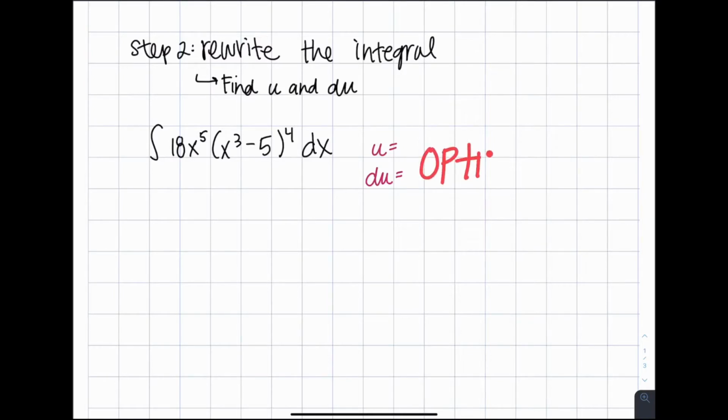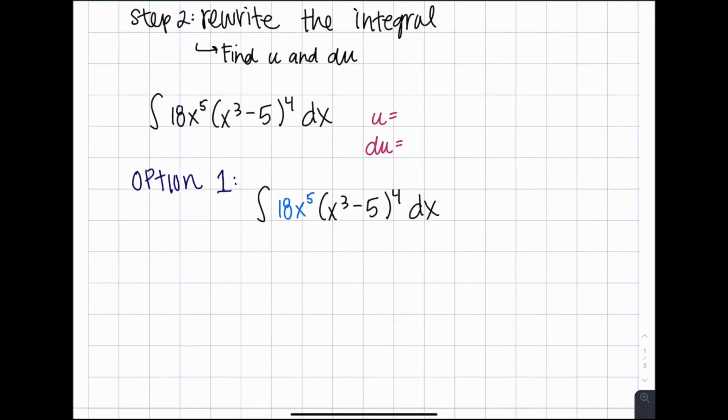When taking the u substitution, we will have multiple options to choose for u. A first option would be choosing 18x to the 5th as our u. In that case, our du, which is just the derivative of u, would be 90x to the 4th dx. And don't forget that dx either. So you know what? I'm actually going to make finding u and du step 2a, because once we have established that, then we can rewrite the whole entire integral.